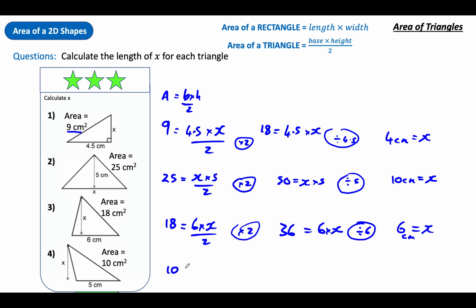Last one, area is 10. The base is 5. The height is x. And then we divide it by 2. Well, first of all, times it by 2. Get 20 equals 5 times x. And then divide it by that 5 to get 100 equals x.